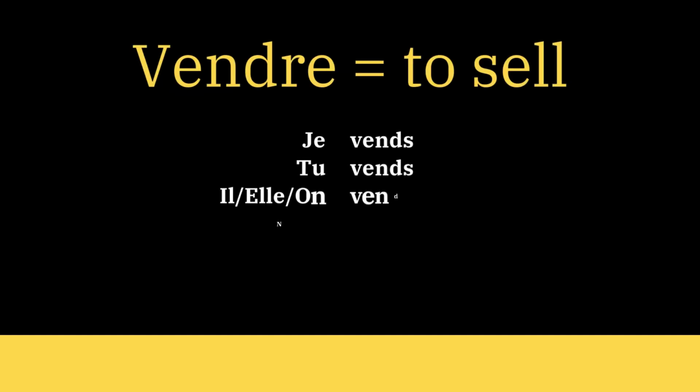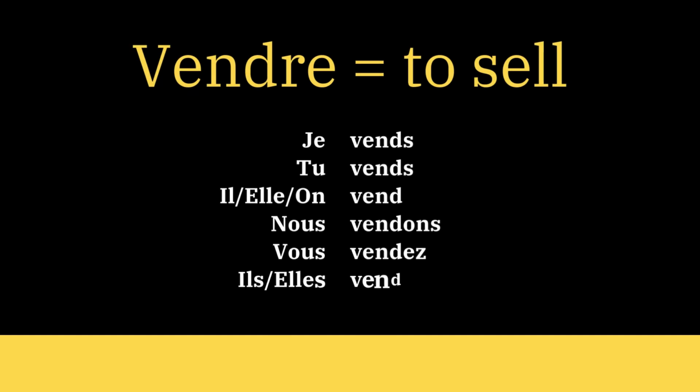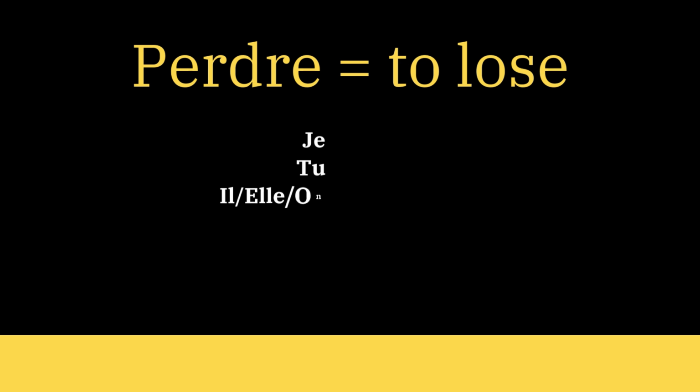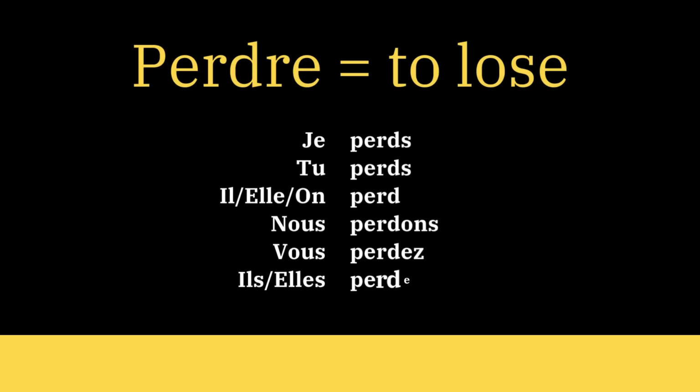So, vendre, to sell, would look like this. Je vends, tu vends, il, elle, on vend, nous vendons, vous vendez, ils, elles vendent. Try it with perdre, to lose. And here are the answers. Let us know how you did in the comments below.